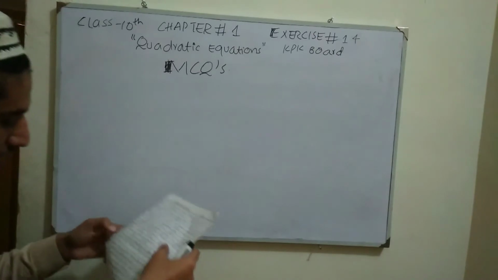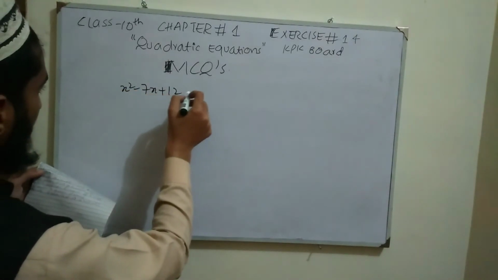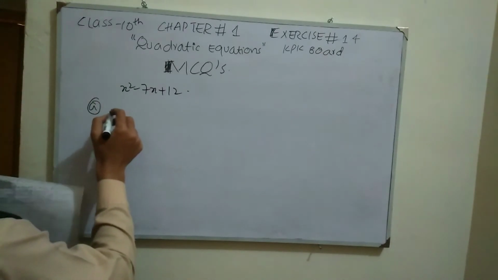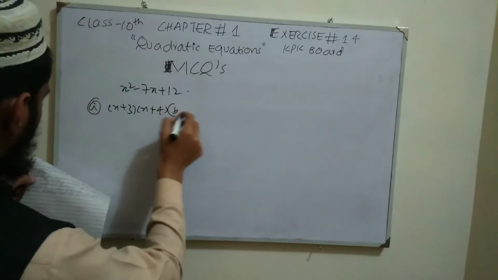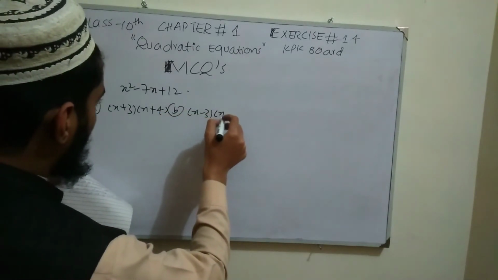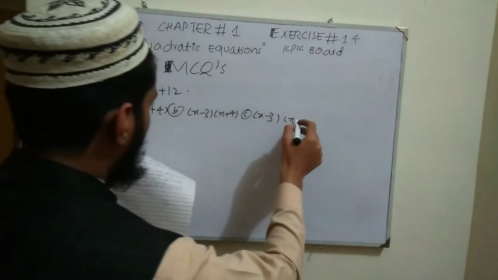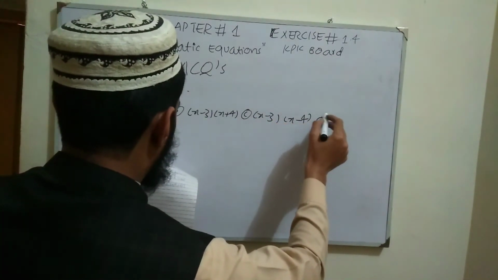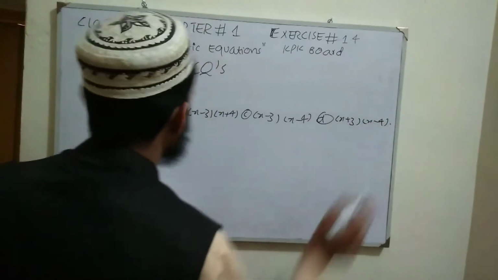Move to another question. Question is x square minus 7x plus 12. Option A is x plus 3 into x plus 4. Option B is x minus 3 into x plus 4. Option C is x minus 3 into x minus 4. And the last option is x plus 3 into x minus 4.